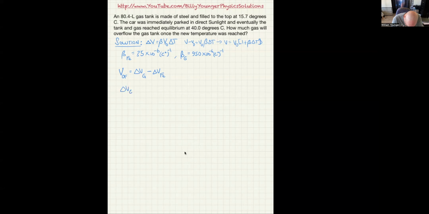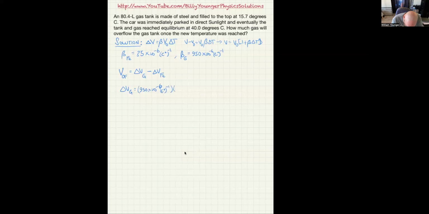Delta V for the gas is going to be, we have to put in the beta first, and the beta for the gas is 950 times 10 to the negative 6 reciprocal Celsius degrees.